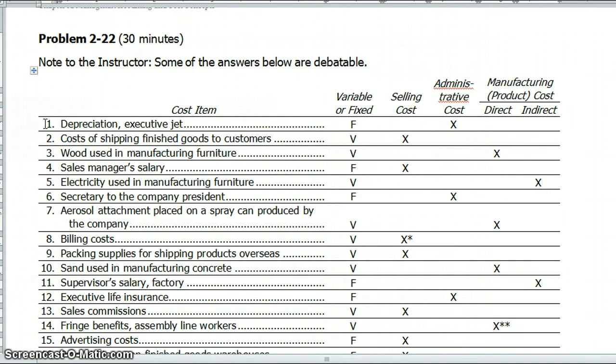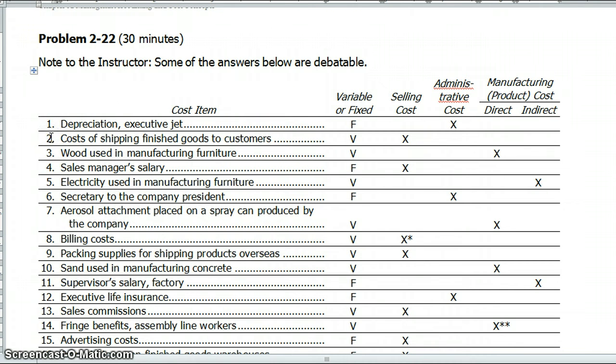The first one, number one, depreciation of an executive jet. Depreciation expense is a fixed cost. It does not change based on miles flown of that jet. Depreciation is going to happen at a set pace. It would be classified as administrative, being that the executive is using the jet and costs related to the executives of the company are administrative.